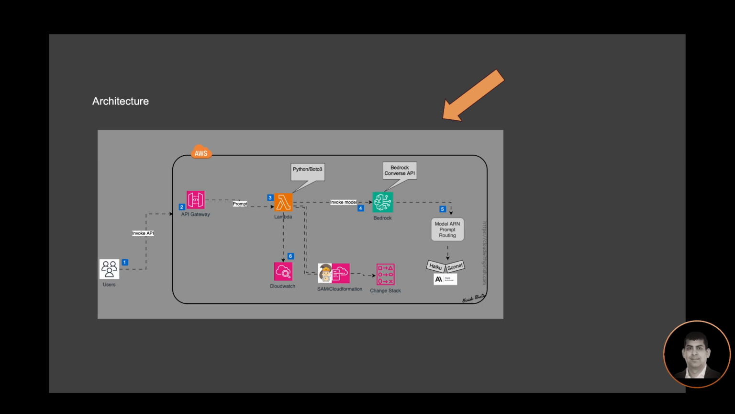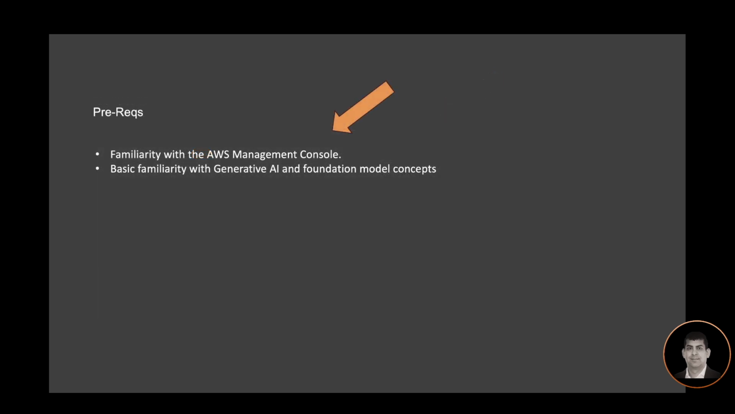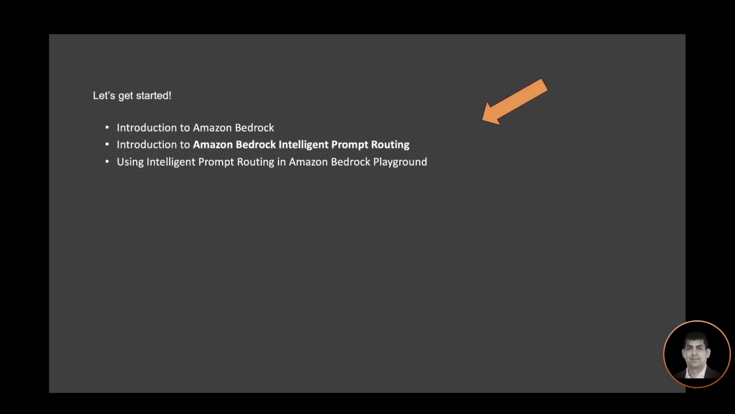In this part 1, I will not be using API and Lambda, but I'm still using Bedrock and the model ARN, and I'm going to use the Bedrock playground. In the next part, I will fully implement this architecture by enabling API Gateway and the Lambda integrated with Amazon Bedrock. A prerequisite for this workshop is familiarity with the AWS Management Console and basic familiarity with generative AI and foundation model concepts. Let's get started.